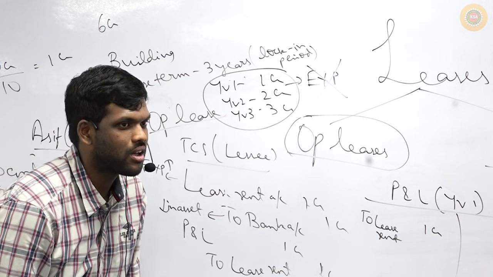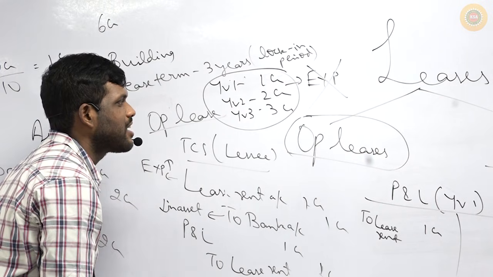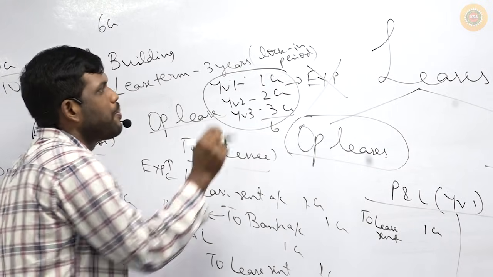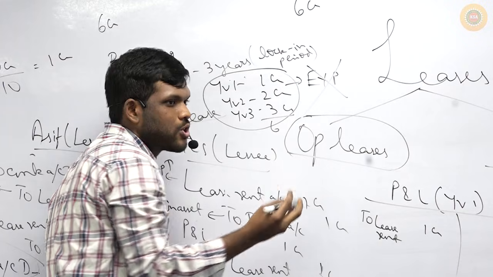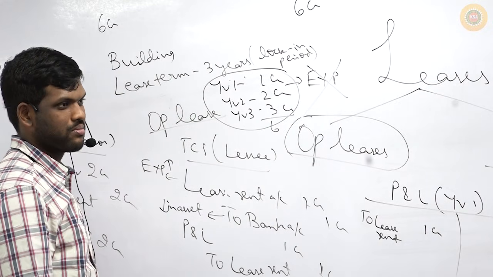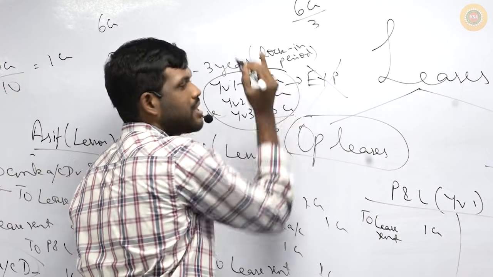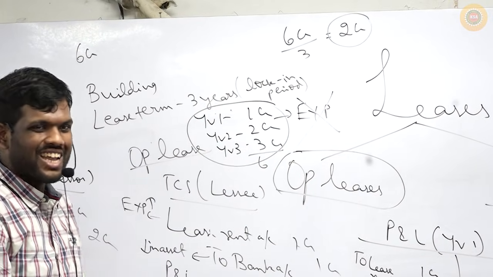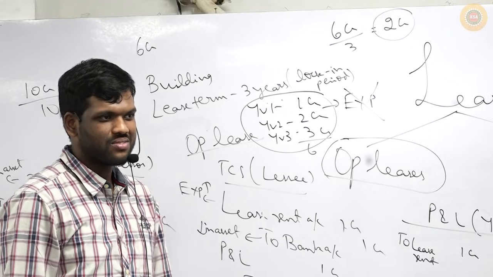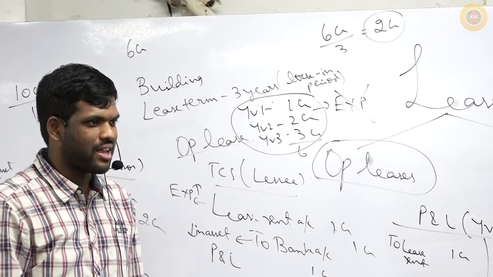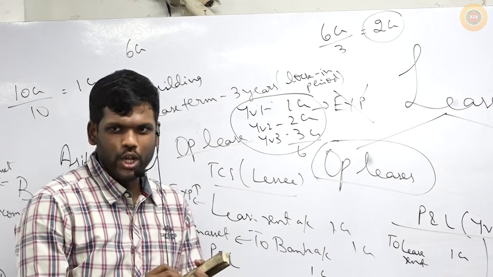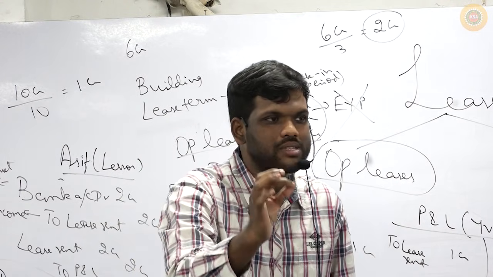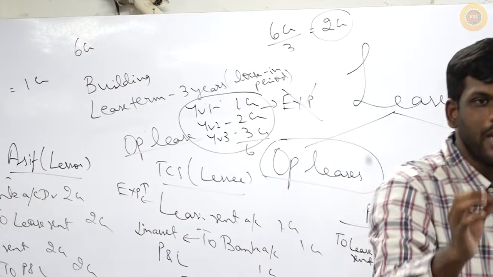What does AS19 say? How much are you paying in total? 6 crores, correct? Are you using the building the same? Then your P&L expense should also be the same every year, by 3. How much should go to P&L every year? 2 crores. You write whatever you want in the agreement, but your usage of the building is the same. So every year the expense that should go to P&L should only be 2 crores.